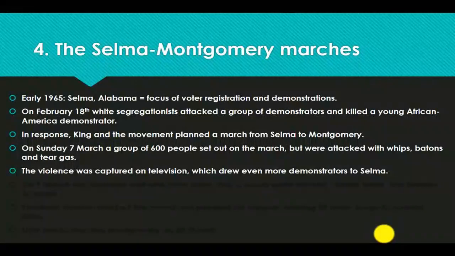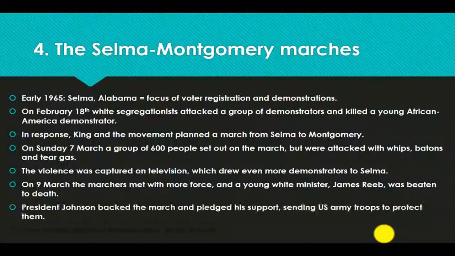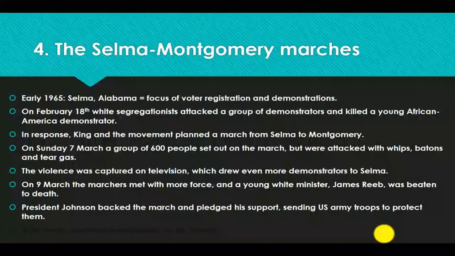The violence was captured on television, which drew even more demonstrators to Selma, and on the 9th of March, the marchers were met with more force, and a young white minister, James Reed, was actually beaten to death. President Johnson backed the march, and he pledged his support, sending US Army troops to protect them.